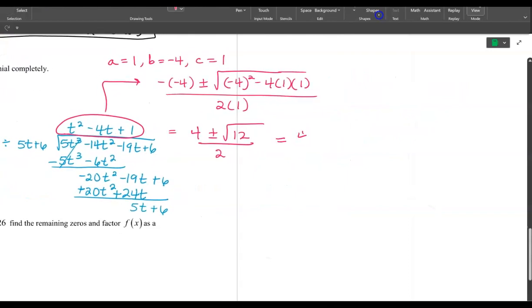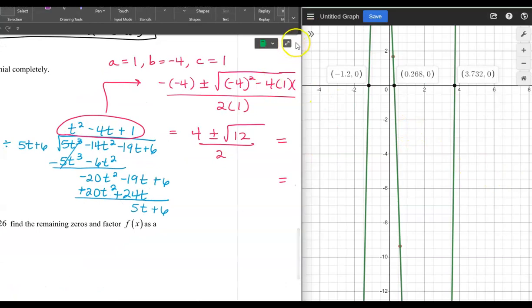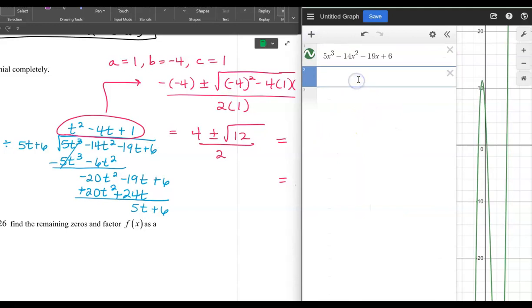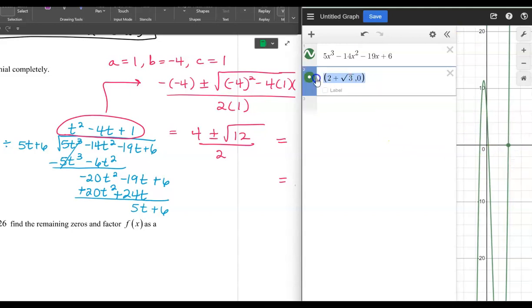The square root of 12 can simplify to 2 root 3. And then all this being divided by 2 leaves me with 2 plus or minus root 3. And we can check our answer, because if we look at our graph on Desmos, or if we were looking at a calculator, what we should see is that the x value of 2 plus the square root of 3 should be one of our x-intercepts. And we can see that it is. And we should also have 2 minus the square root of 3 as our other x-intercept, and we can see that it is.